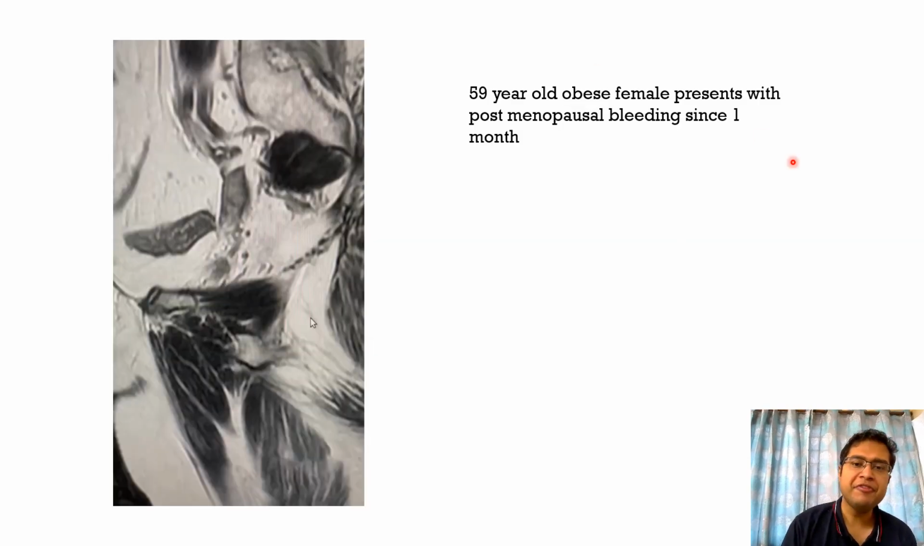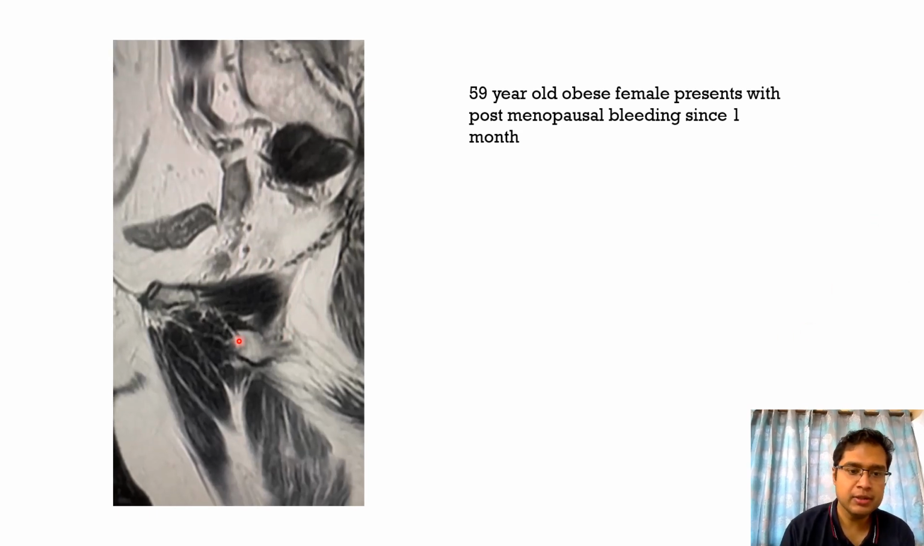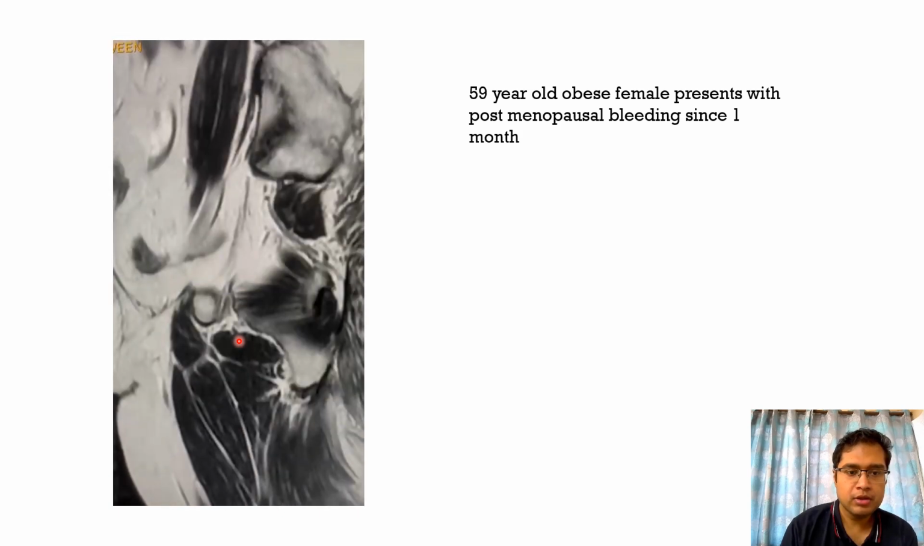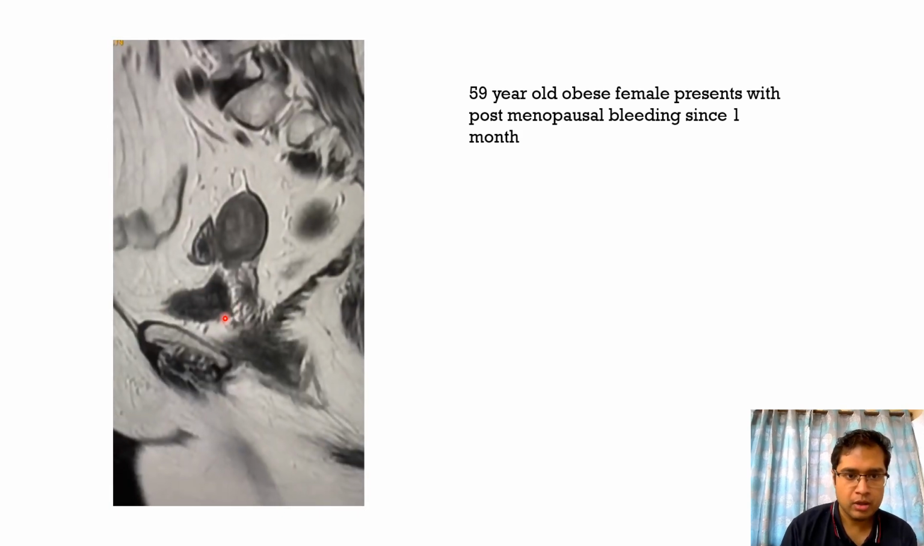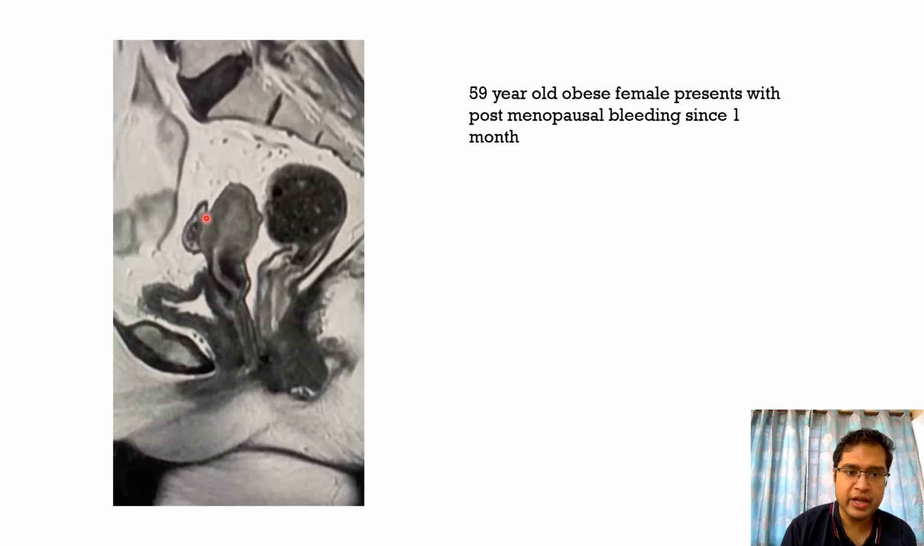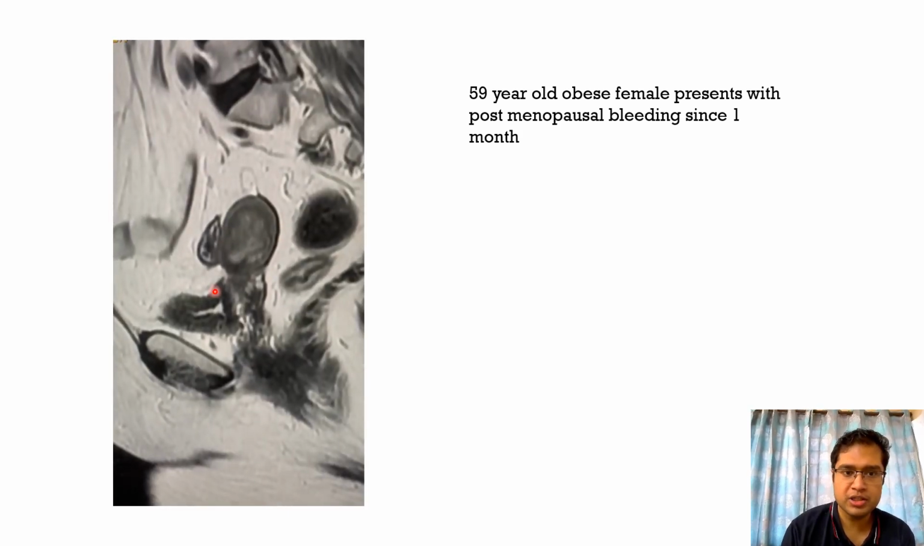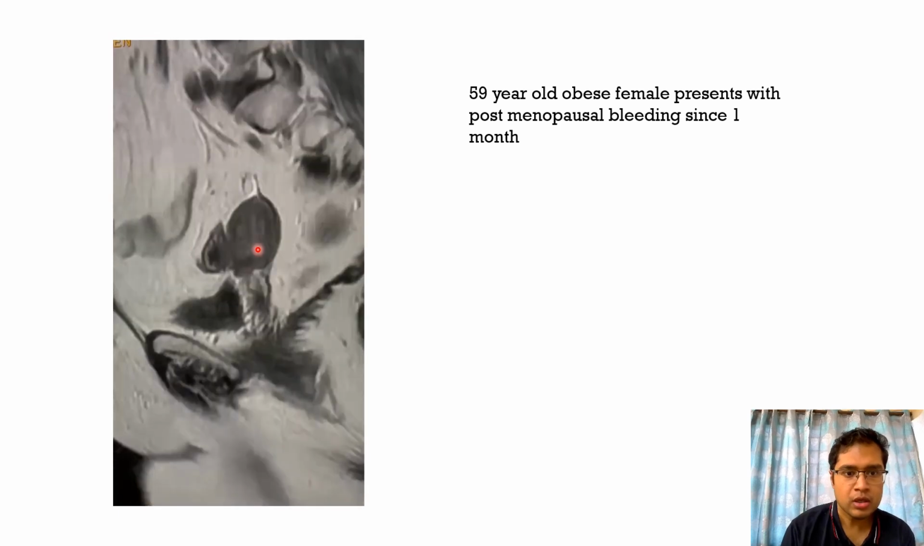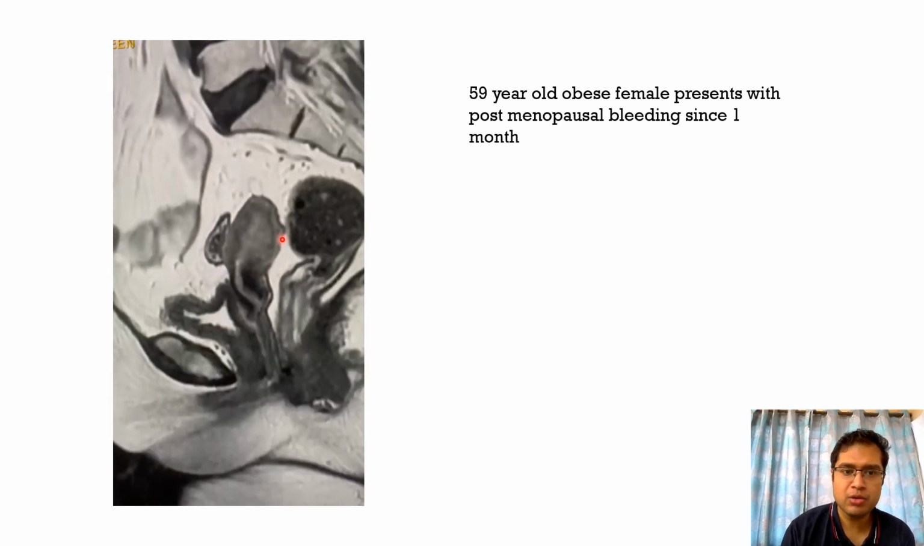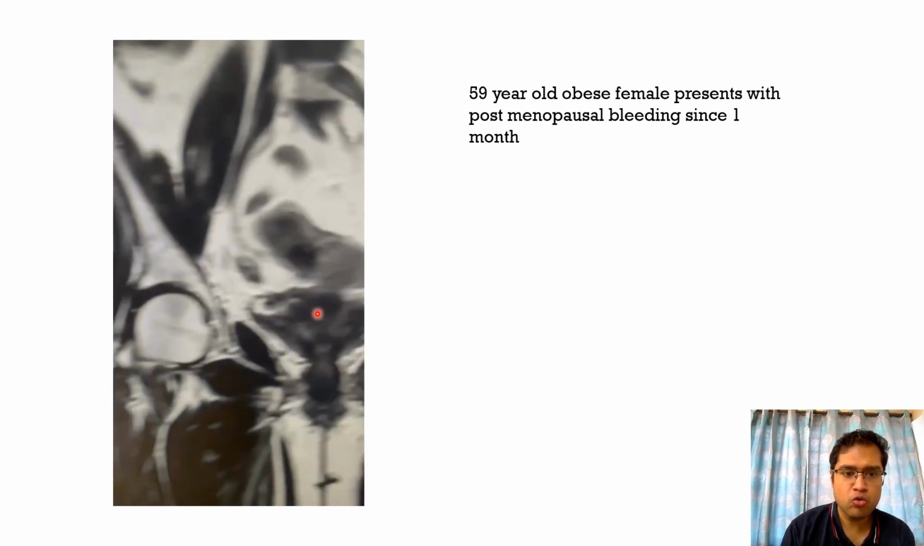So here we have a 59-year-old obese female who presented with postmenopausal bleeding since 1 month, and MRI pelvis was done for this patient, and these are the sagittal T2 weighted images of the MRI pelvis of the patient. The bladder is empty and there is diffuse thickening of the endometrium which appears heterogeneous, and there is loss of the junctional zone. It is predominantly hyperintense to the myometrium. The cervical stroma is preserved.